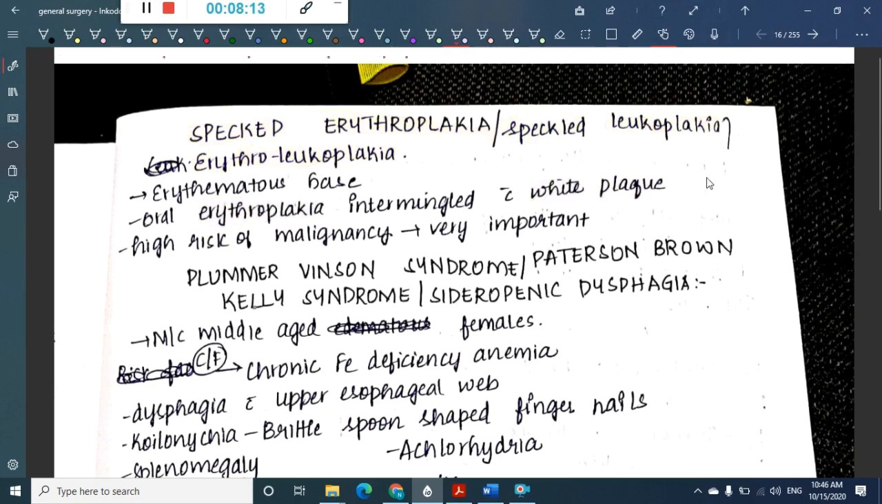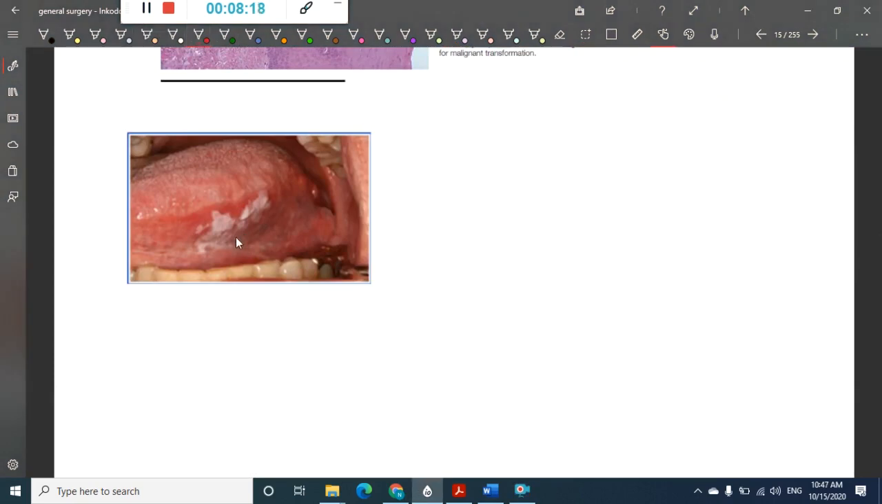Let me show you the picture of this speckled erythroplakia. So this is the lesion where this is the leukoplakia and there is an erythematous base. So this is called speckled erythroplakia.